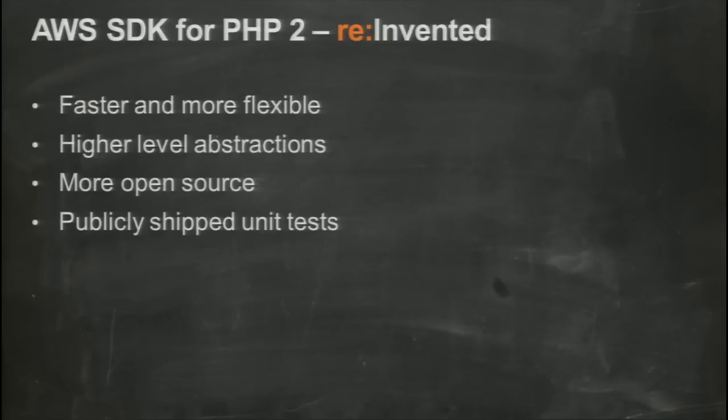So what we've done is, based on the Guzzle framework, it's completely event-driven. So you can add and remove behavior as needed. So for performance needs, you might want to remove some sort of helper. And then you can also add functionality that might be specific to your use cases.